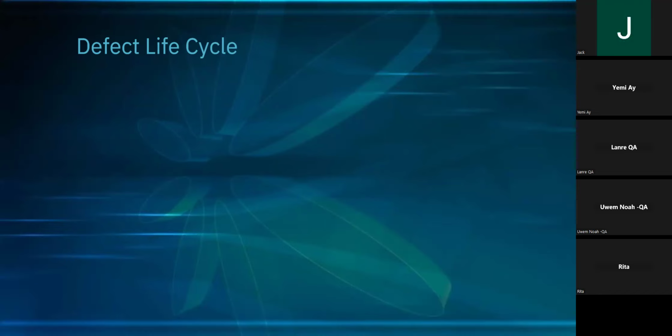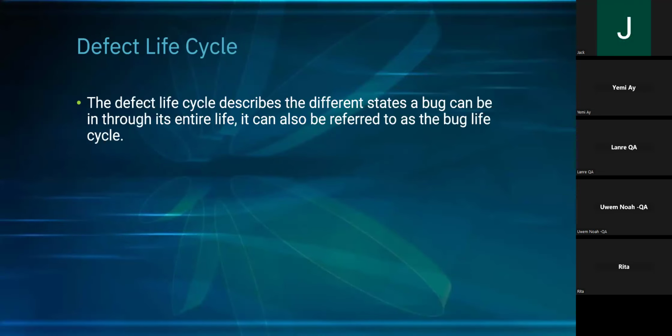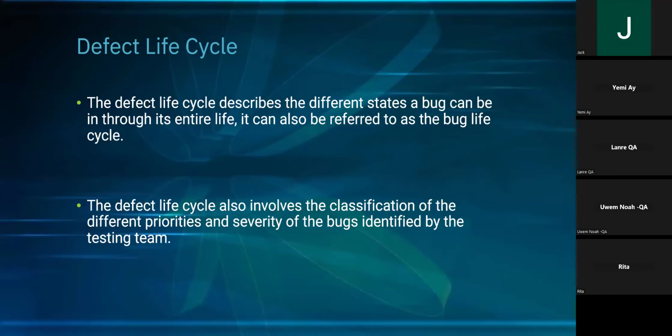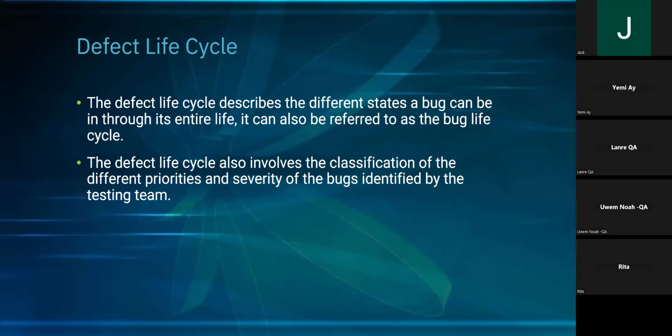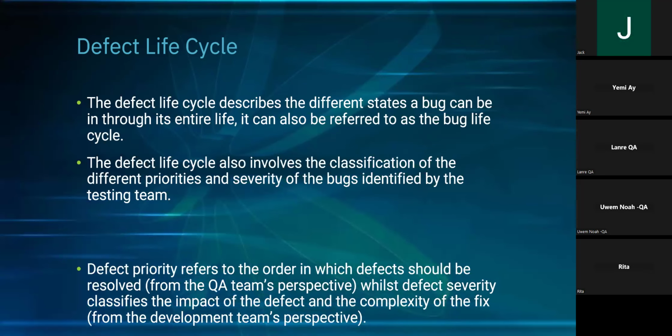What is defect life cycle? The defect life cycle describes the different states a bug can be in through its entire life. It can also be referred to as bug life cycle. Defect, bug, fault, they are all the same thing. The defect life cycle also involves the classification of different priorities and severities of bugs identified by the testing team.